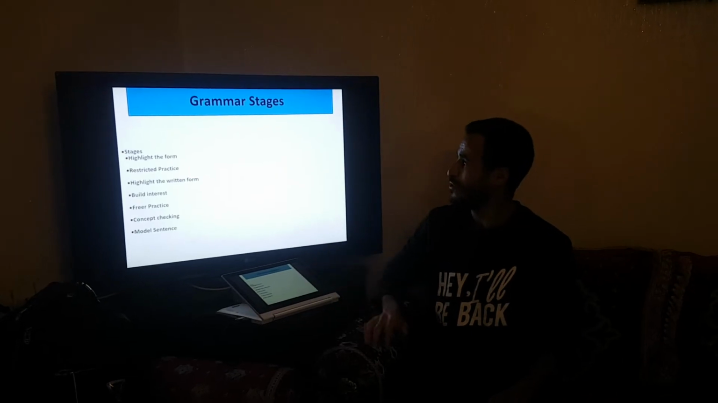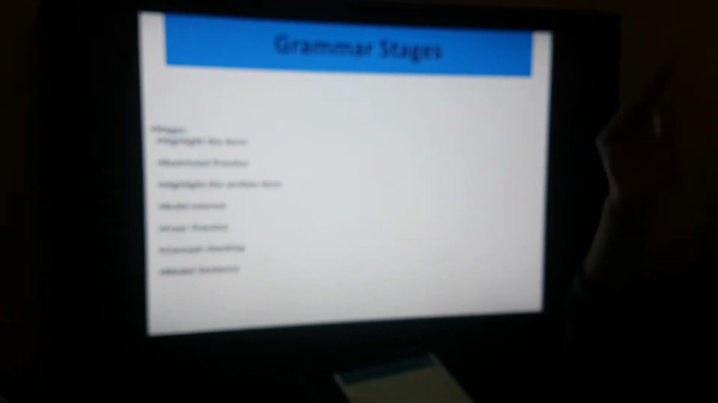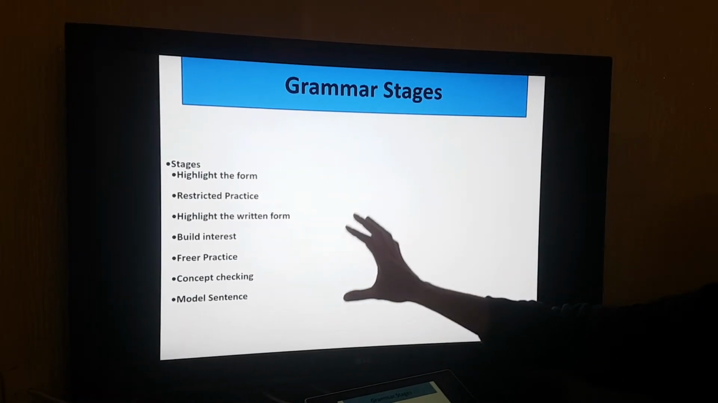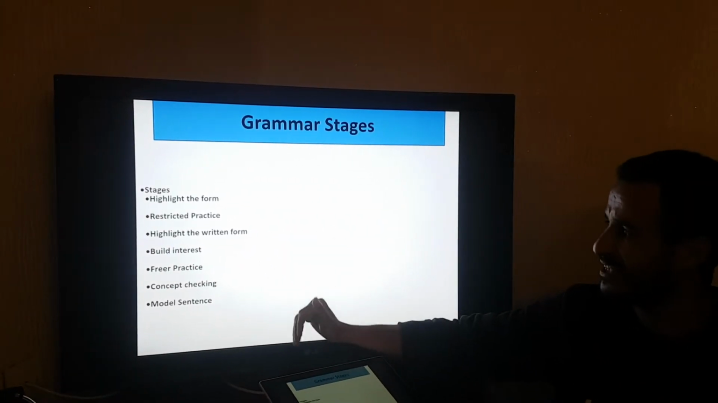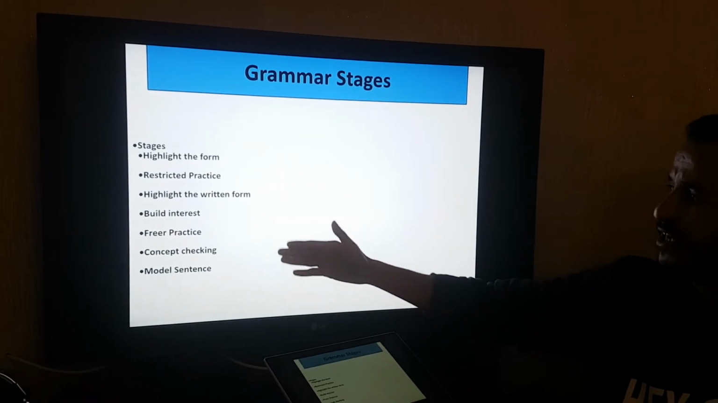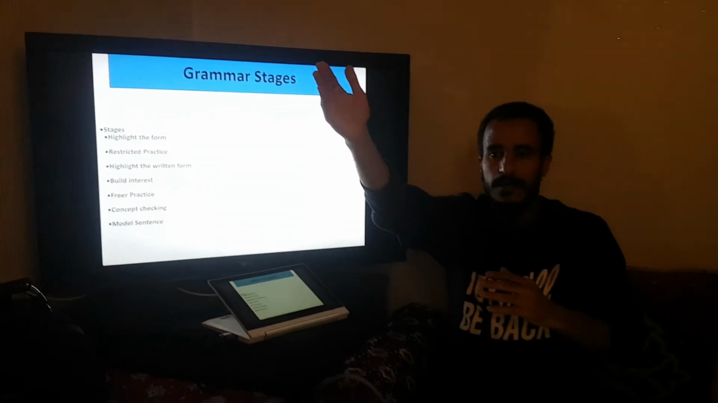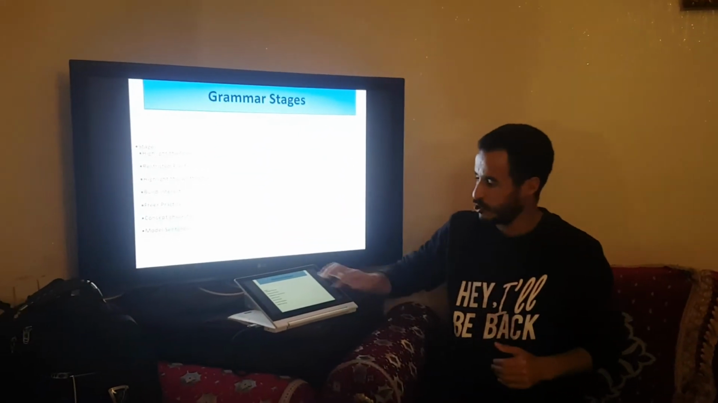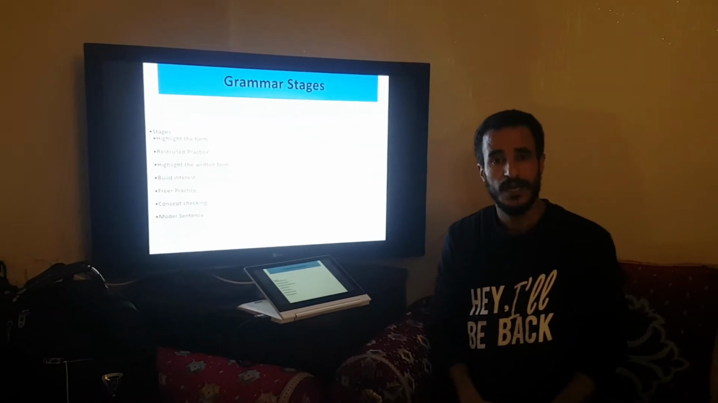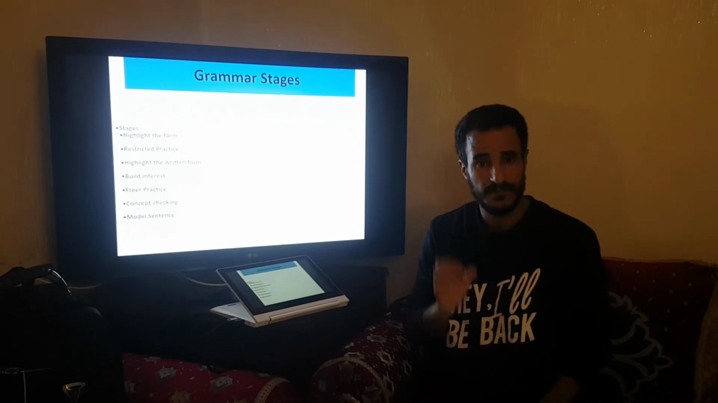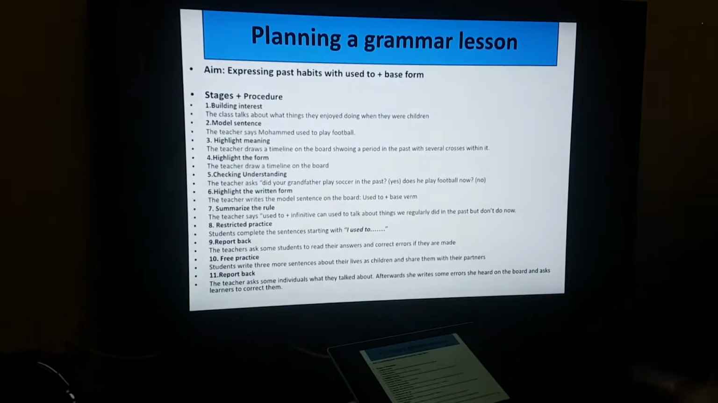Okay, good. We now move to the stages. When you are teaching grammar, what is the lesson? You start with what? These stages are not in order. We have highlight the form, restricted practice, highlight the written form, build interest, free practice, concept checking, or model sentence. Now, what is the first stage, the second, the third, etc.? I'm going to show you the stages that are very important, and they are going to help you plan your lesson very well. So, number one, build interest.